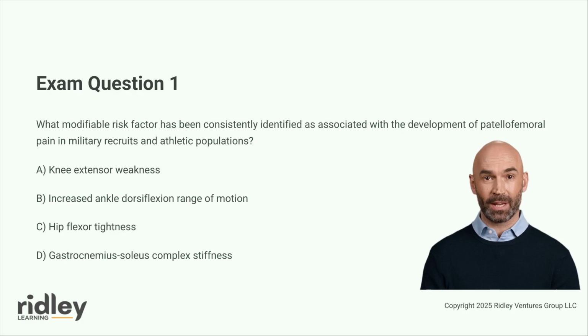This finding is clinically significant because it represents a modifiable factor that can be addressed through targeted strengthening programs. Unlike anatomical variants or structural factors, quadriceps strength can be improved with appropriate exercise intervention, making pre-participation screening and preventive strengthening valuable strategies for at-risk populations. The quadriceps play a critical role in controlling patellar tracking and distributing loads across the patellofemoral joint, which explains why weakness in this muscle group predisposes individuals to pain development.